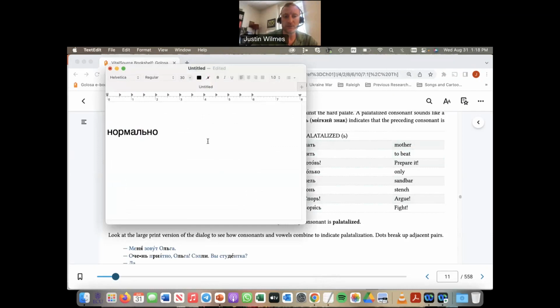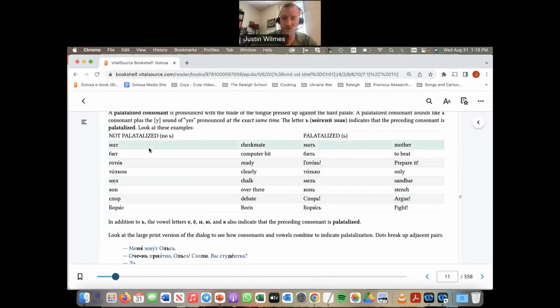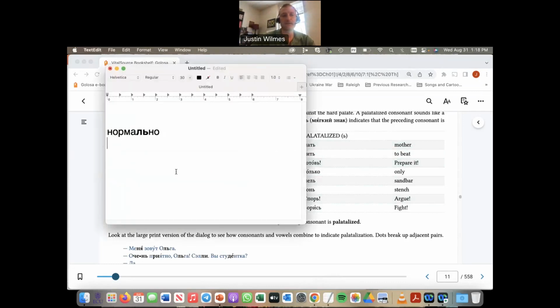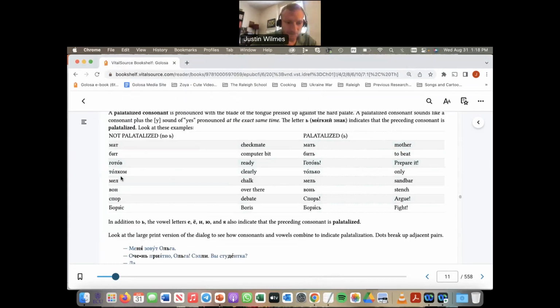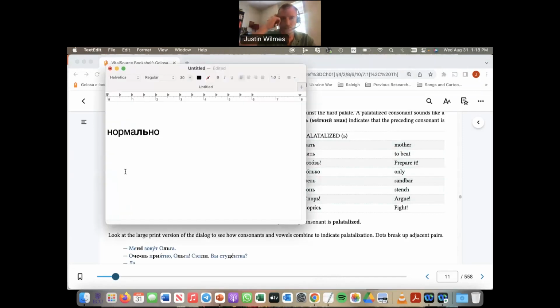Now, we started out with the word нормально. I like starting with soft L, because I feel like it's one of the consonants where you can hear the difference the most. For certain consonants, you almost can't hear it. It's really difficult to hear. L is really easy to hear, I think, the difference. What was the example they gave? So, только, толком. We'll stick with нормально for now.